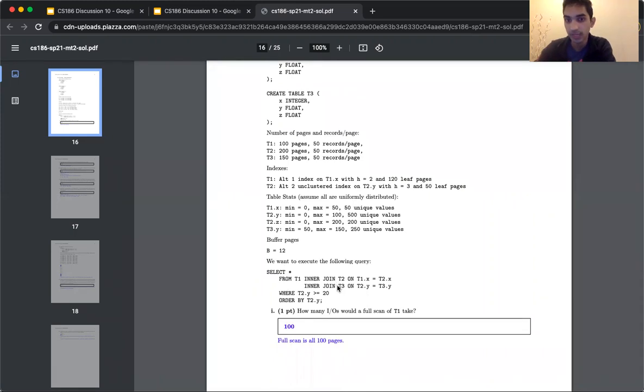And so the first question is asking us, how many IOs would a full scan of T1 take? So the number of IOs that a full scan always takes is the number of it has to read through all the pages. And so we see that T1 has 100 pages, so the number of IOs that a full scan of T1 takes is just 100 IOs.